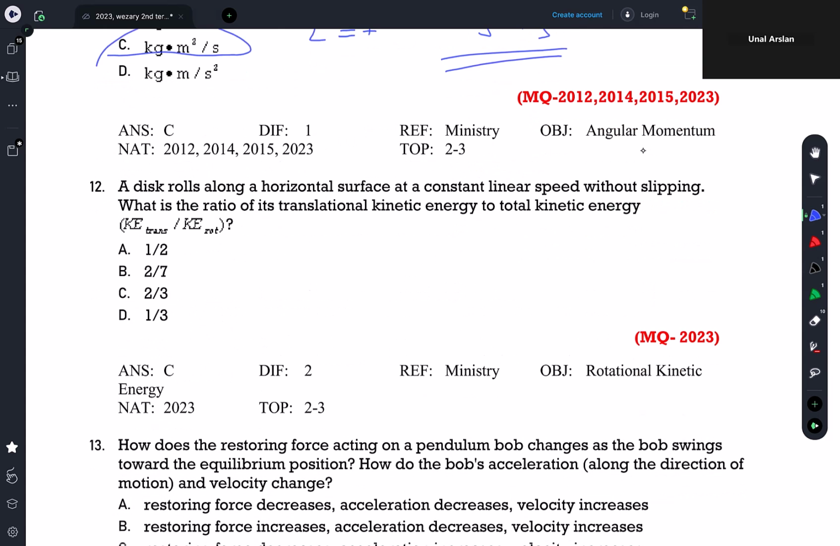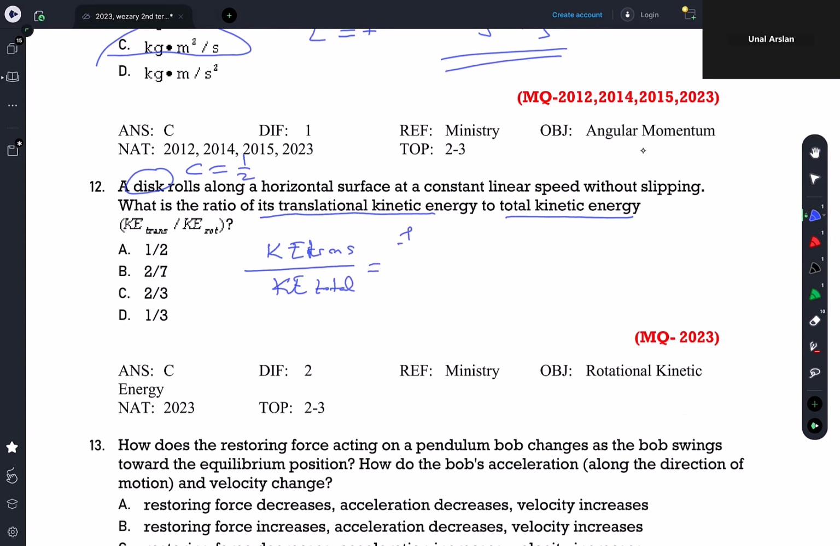A disc rolls along a horizontal surface at a constant linear speed without slipping. What is the ratio of its translational kinetic energy to total kinetic energy? It's a disk. c is equal to 1 over 2. So the question is translational kinetic energy over total kinetic energy.